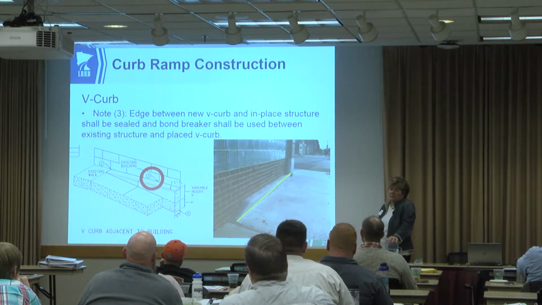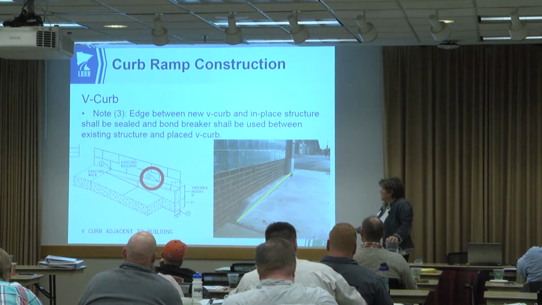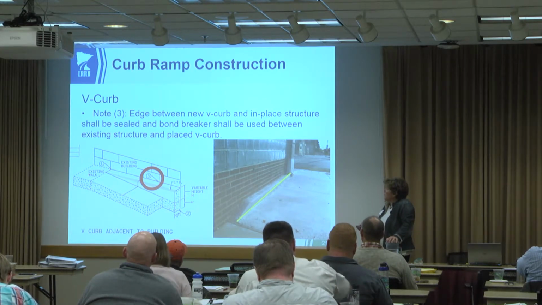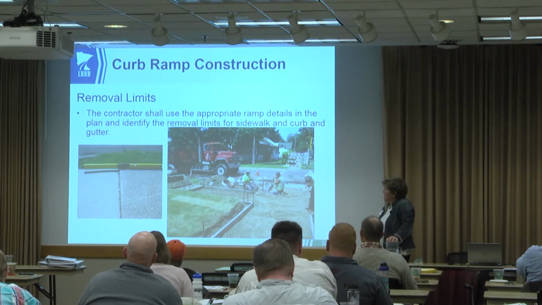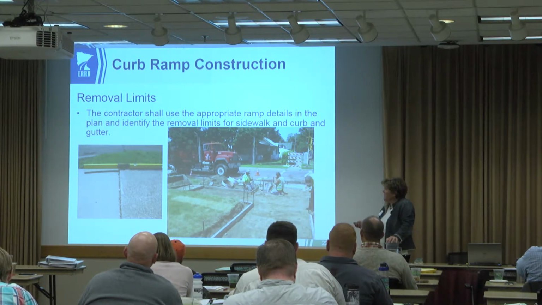V-curve, this is the detail that I showed you on the last page of the standard plan. Just calling out for bond breaker between V-curve and any adjacent buildings. Removal limits, I mentioned this before that I always check removals on a job to make sure he's pulled out enough. Make sure you don't get any weird tenting situation.